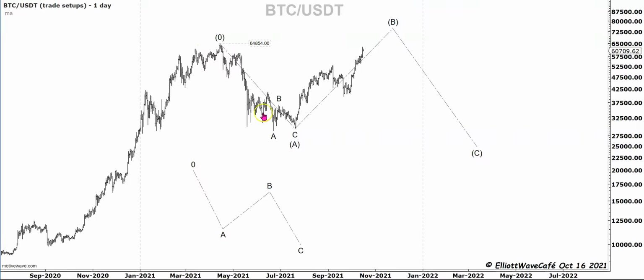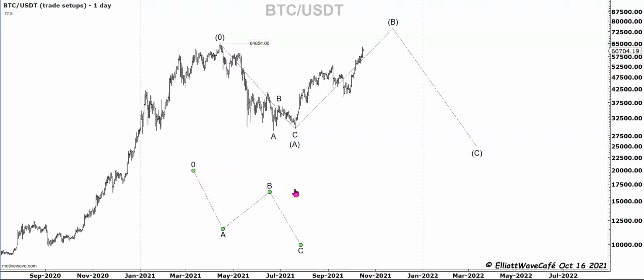Now I can count it as a WXY much easier, right? Because I go ABC, WX, ABC for Y. But then you can't really have a flat. You get it? So now let's stick with it and say, fine, it's a wave A, and now you're going up in B. So you're getting this move out of here in 3 waves.